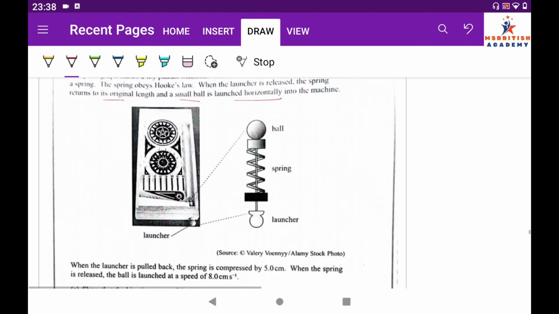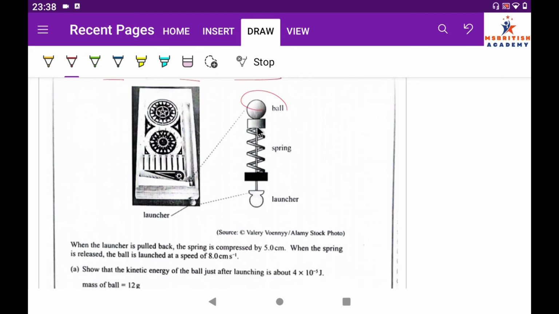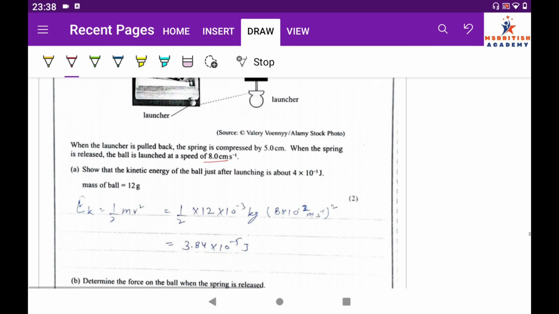So see, this is our ball, this is the spring which is compressed, and this is the launcher. When the launcher is pulled back, the spring is compressed by 5 centimeter. When the spring is released, the ball is released at the speed of 8 meter per second. Show that the kinetic energy of the ball after launching is about 4 into 10 raised to minus 3 joules. Mass of ball is 12 grams.